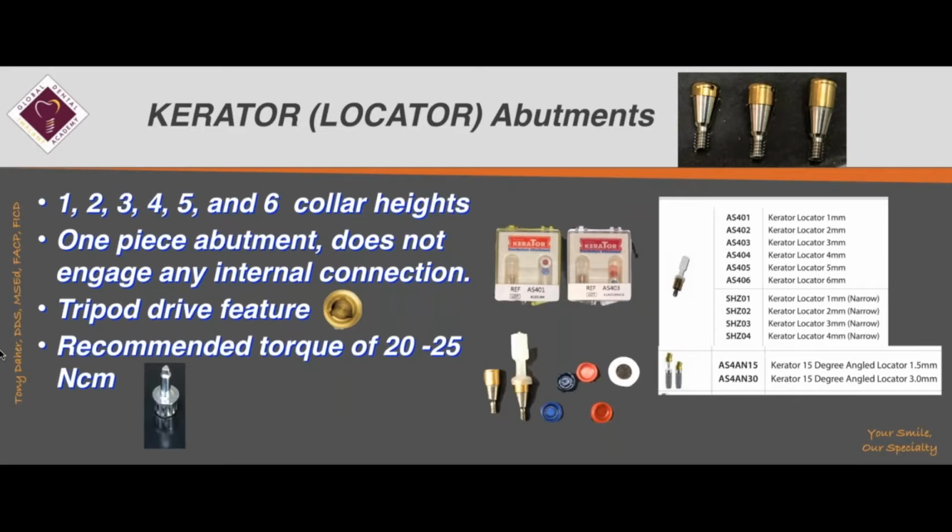And these Locator abutments come in different cuff heights or collar heights. Certainly you have to measure with the perio probe where the platform of the implant is situated according to the highest portion of the gingiva. If it is 3 or 4 millimeters, then you can buy a 4 millimeter collar height. If it's 3, then it's 3 millimeter cuff height. And it's one piece and does not engage any internal connection.